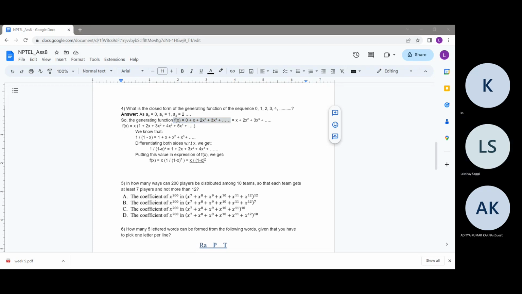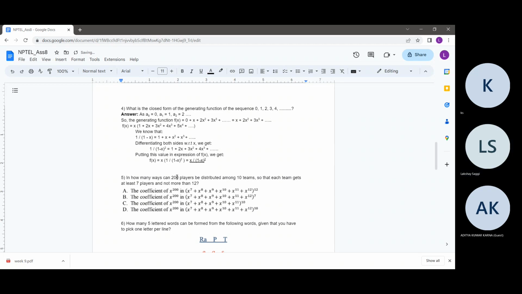So yeah, KS, you had written the answer as x upon 1 minus x whole square. So your answer was correct. I hope it's clear. So let's move on to the next question then.